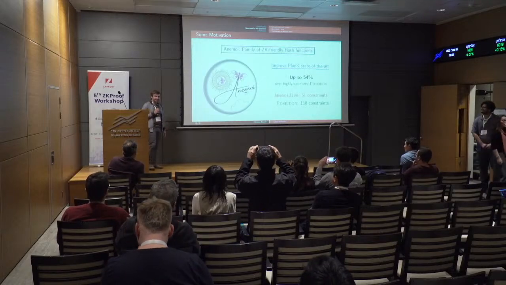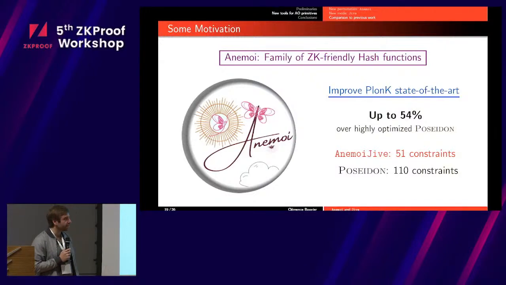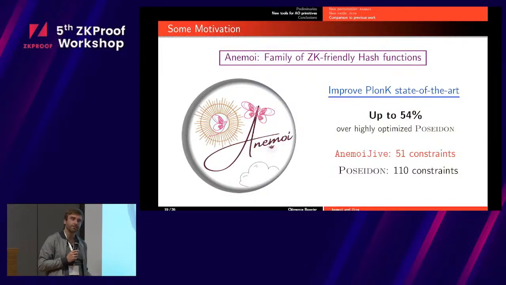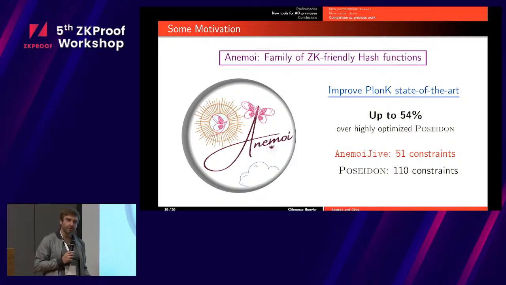So, thanks, Clémence. As Clémence said, we will now talk about performances in different arithmetizations, but also on CPU, and especially in Plonk, because we get an interesting result that halves the cost of constraints compared to the state-of-the-art implementation that we did at Nomadic Labs, which is Poseidon.